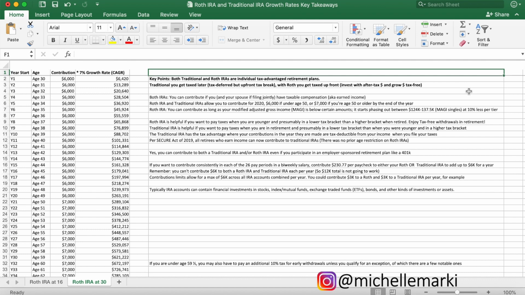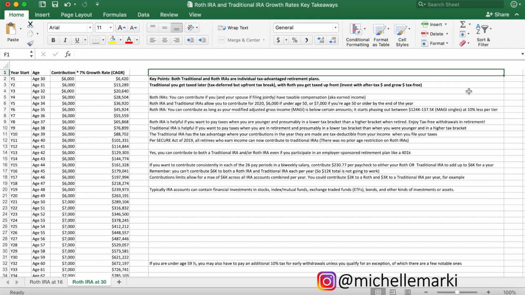Otherwise, your contributions start being phased out if you earn between $124,000 to $137,500. So it goes down by about 10% at certain tiers. If you earn $124,000, you can only contribute $600 less than the maximum, so $5,400. Whereas if you reach around $137,500 of income at a single tax filing, you would only be able to contribute $600. And then if you earn over $139,000, you won't be able to contribute to a Roth IRA anymore.